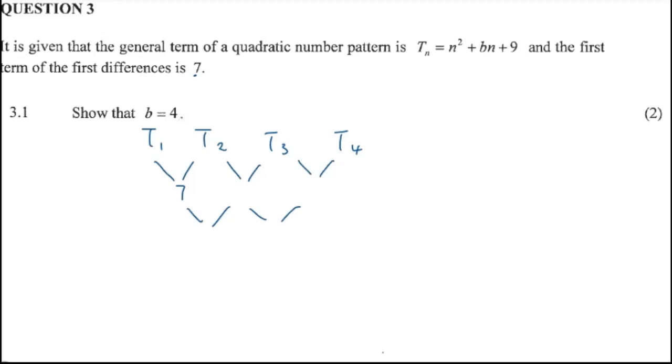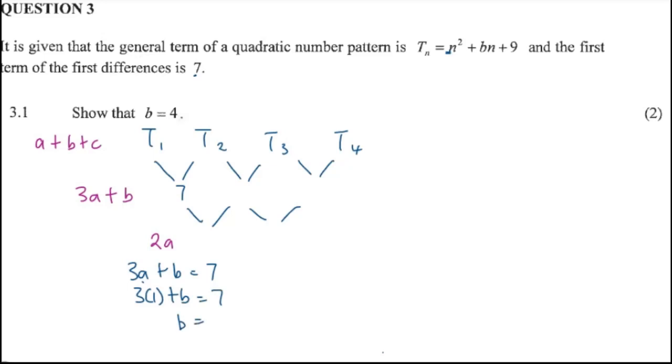But what we do remember is that on the first level, we use the expression a plus b plus c. On the second level, we use 3a plus b. And on the third level, we use 2a. So it's now obvious that 3a plus b should give us 7. We know that a is 1 because that's the coefficient there. So 3 times 1 plus b is equal to 7. Take the 3 over, then b is equal to 7 minus 3, which is equal to 4. That is what you get 2 marks for.